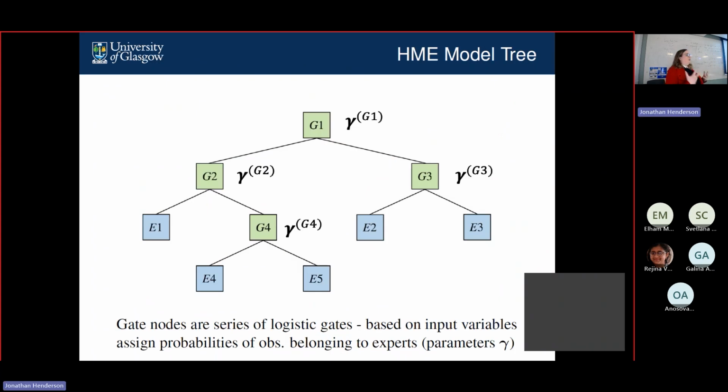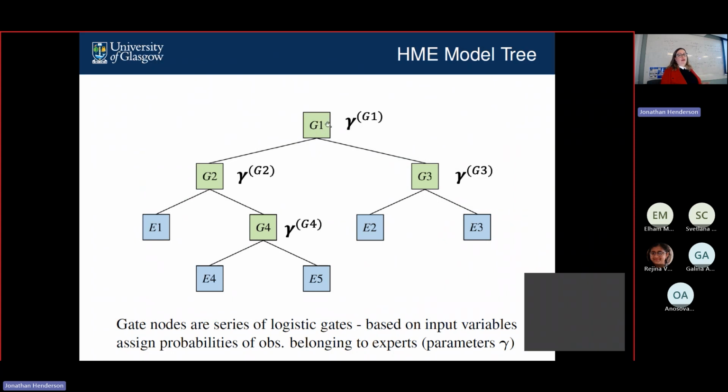All right. If we have a particular architecture, and this one is a particular example of four internal gates and five expert leaves, we obviously have to find a way of going from the top, the root node, down to one of the leaves, one of the experts.